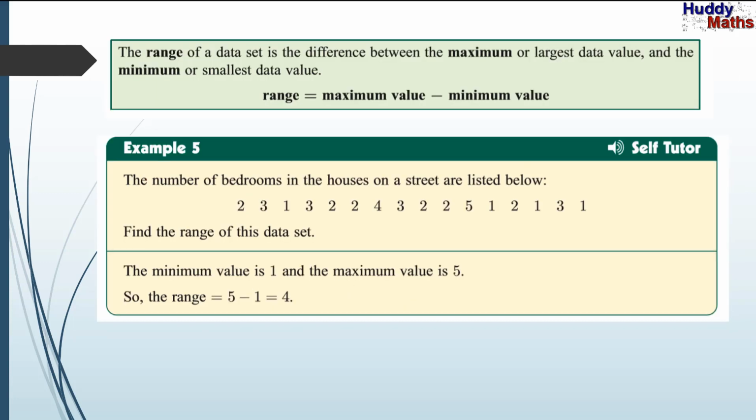Let's have a look at the range. The range of a data set is the difference between the maximum and minimum values, the highest minus the lowest. So this gives you an idea of how spread out the data is. So the number of bedrooms in the house in a street listed there. What's the range? You've got to find the lowest one. There it is. You've got to find the highest one. There it is. So the range is highest minus lowest, which is 4.